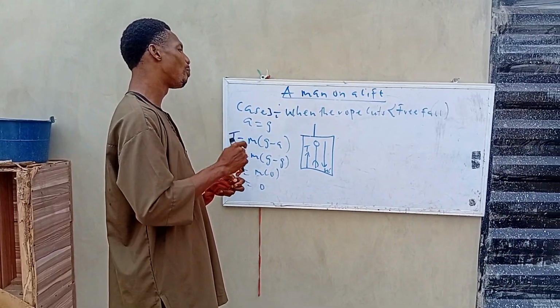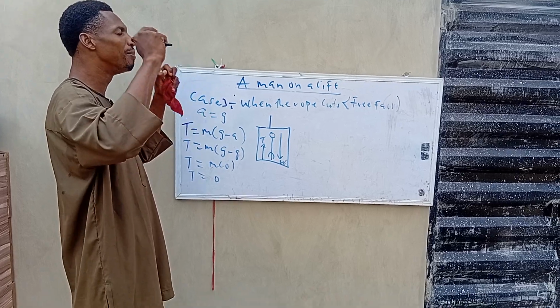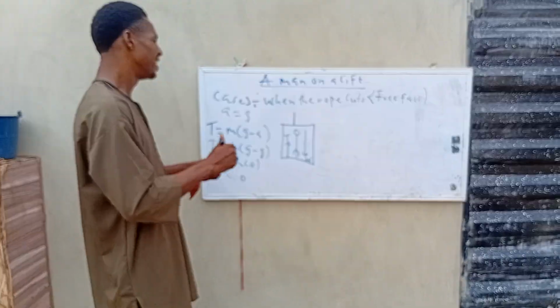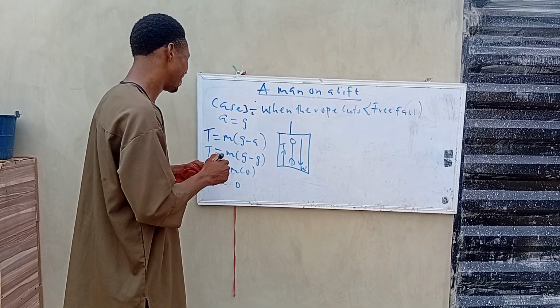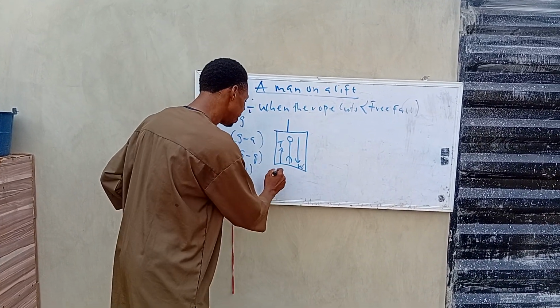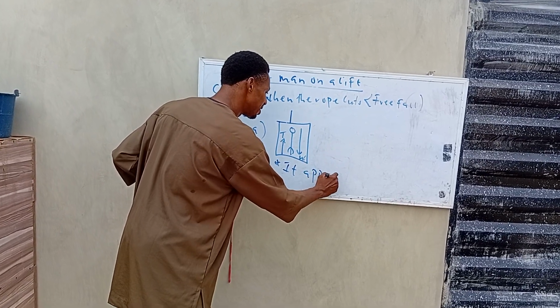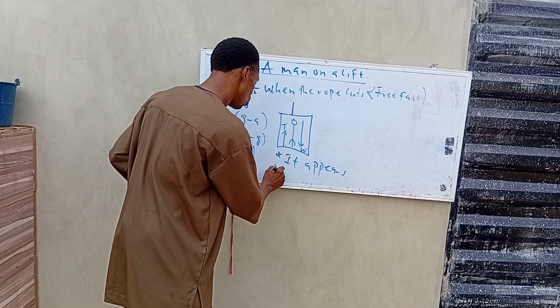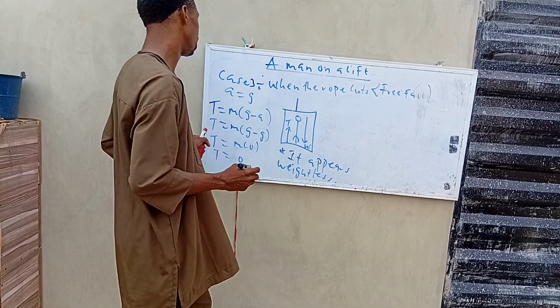Whenever you hear the rope of the lift or elevator cut, take note that the weight of the man appears weightless. Take note of that. That is case 3. It appears weightless.